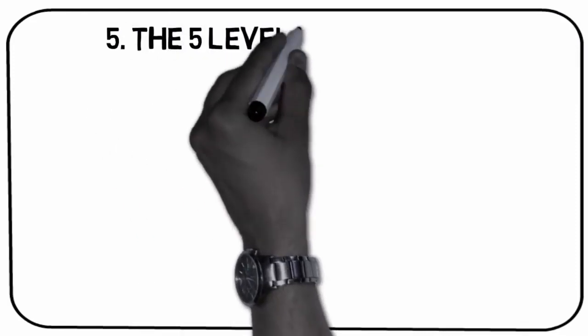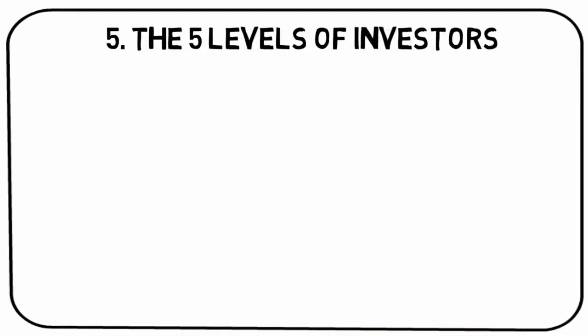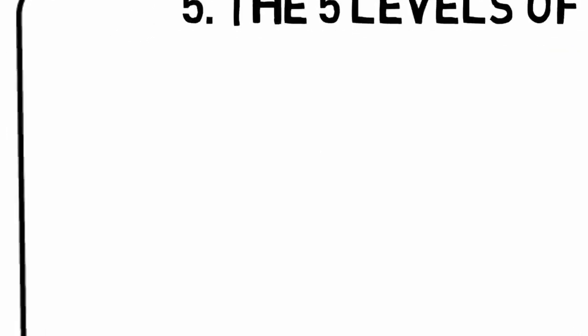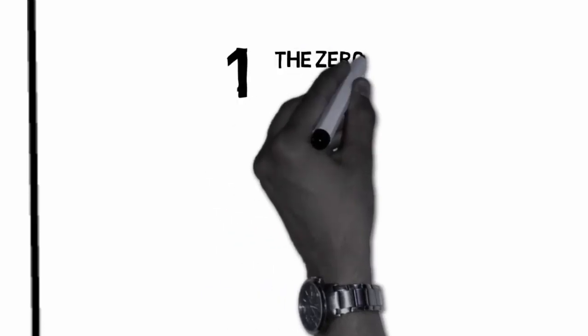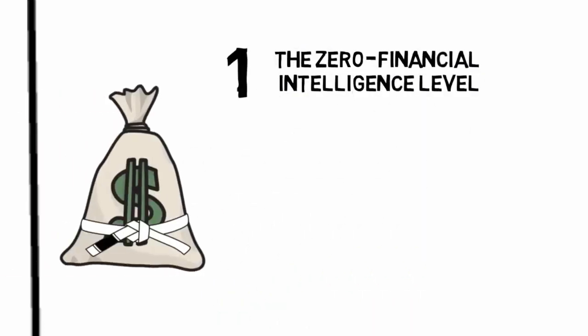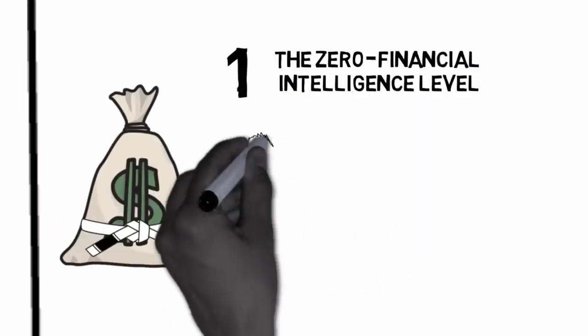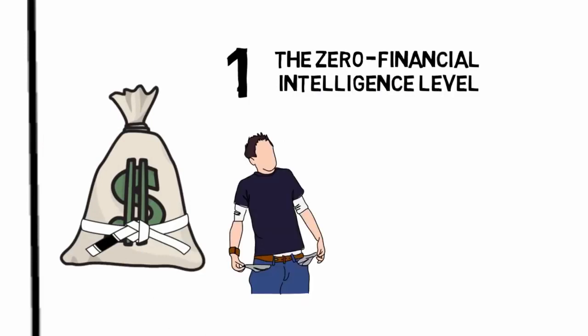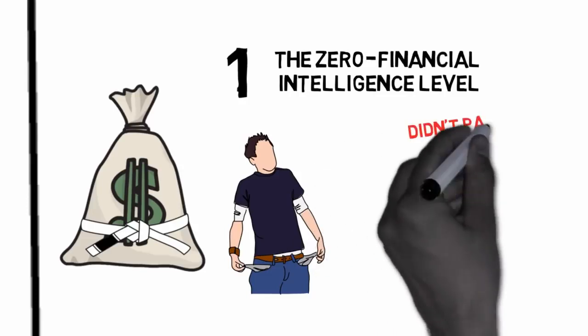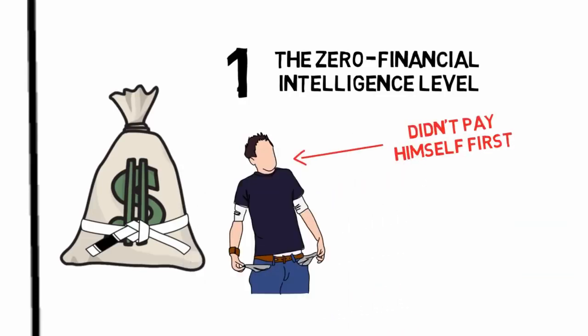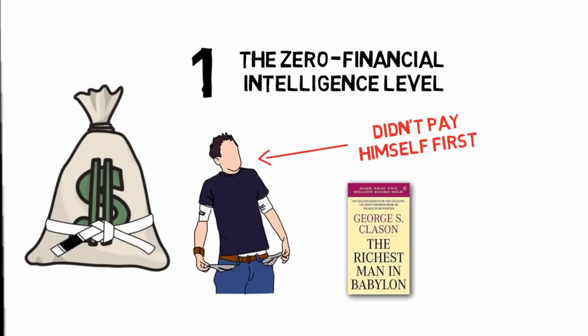Takeaway number 5. The 5 levels of investors. According to Robert Kiyosaki, there are 5 different levels of investors. Starting from the bottom, we have 1. The zero financial intelligence level. At this level, we have the people who have nothing to invest at all. Each month, their expenses are higher than their income, often because they forget to pay themselves first, which is the most fundamental strategy for wealth building taught in the classic The Richest Man in Babylon.